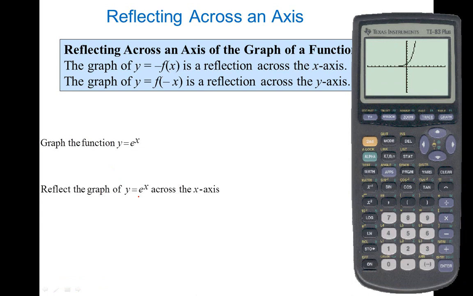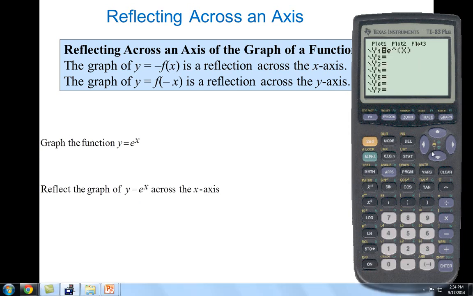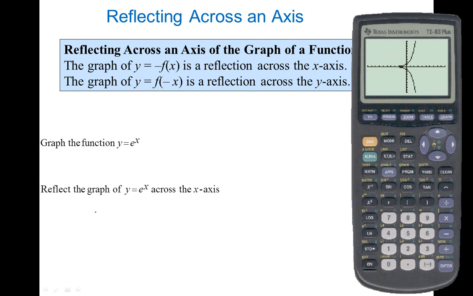Now we'll reflect the graph of y equals e to the x across the x-axis. So notice, in order to reflect across the x-axis, I'll simply multiply my function by a negative. So I'll go to y sub 2, and I'll enter a negative e raised to the power of x, and I'll regraph. And notice that our graph is reflected across the x-axis.